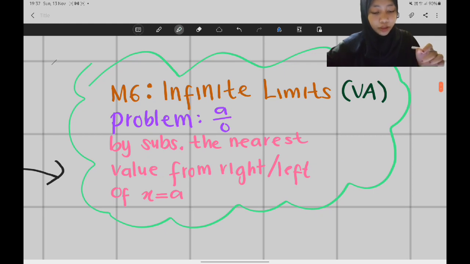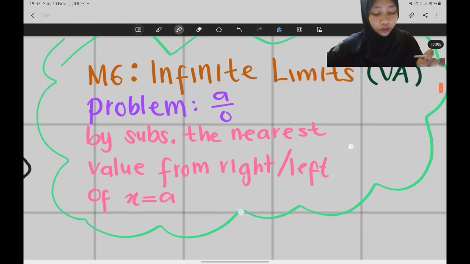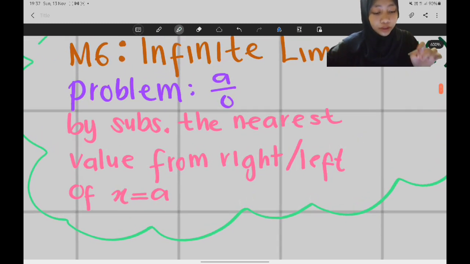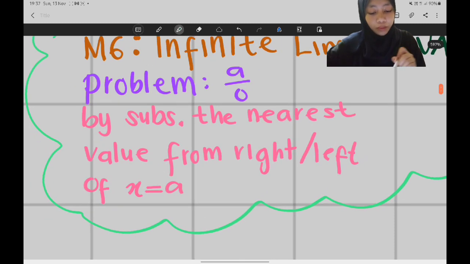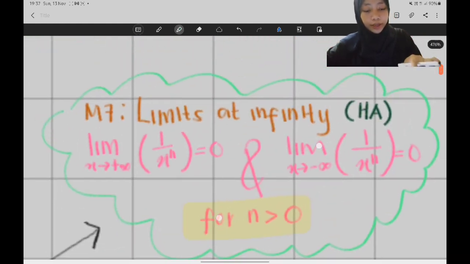Method 6 is infinite limits. We use it to find the vertical asymptote. The problem is a value over 0. To solve this problem, we substitute the nearest value from the right or left of x equals a.